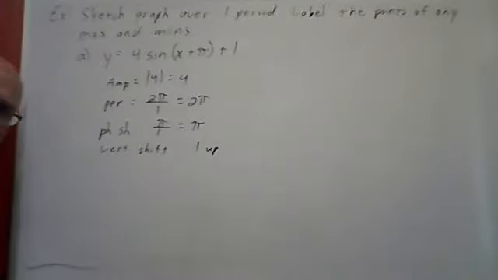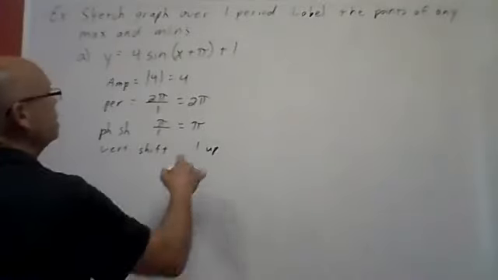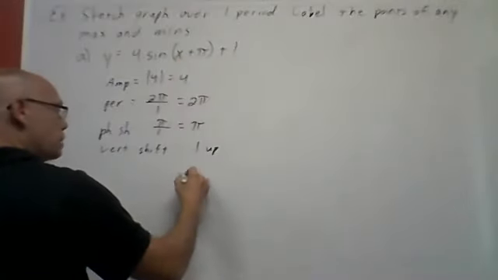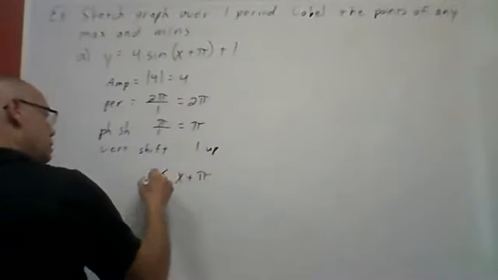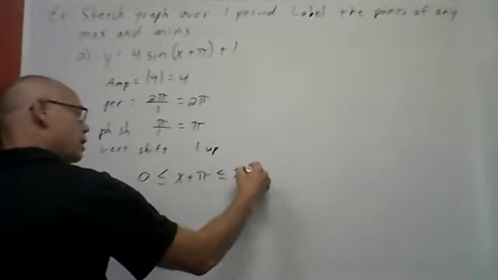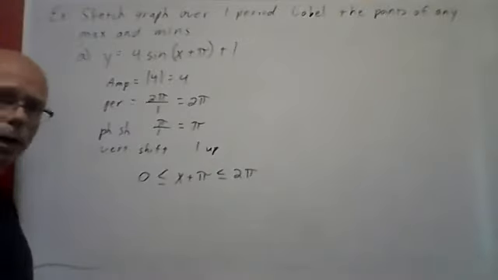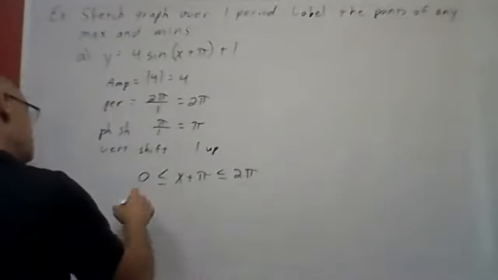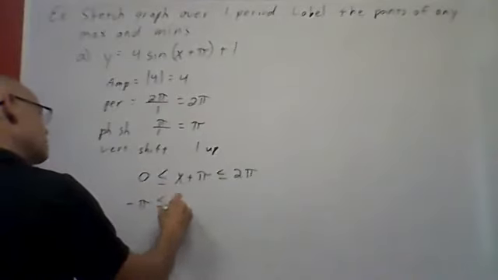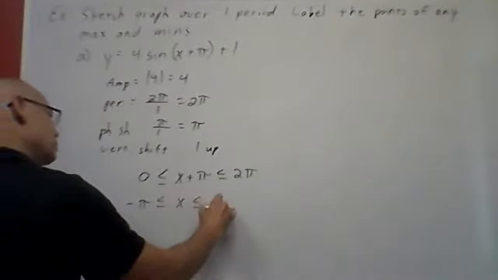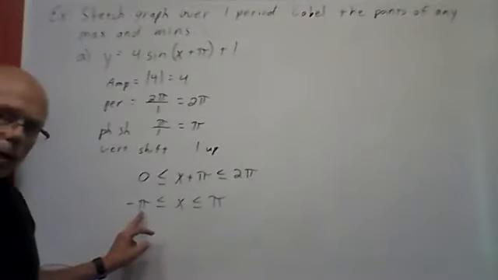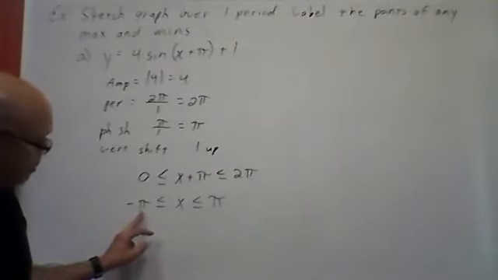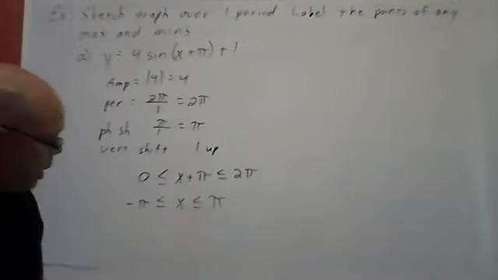All right, just like last time, I'm going to put this argument here, x plus pi, between 0 and 2 pi, including those. And let's solve for x to see where I'm going to draw that first period. If I subtract pi from both sides, I get negative pi is less than or equal to x, which is less than or equal to pi. So that tells me I'm going to draw my first period of this graph, or the only period I have to draw, between negative pi and pi.